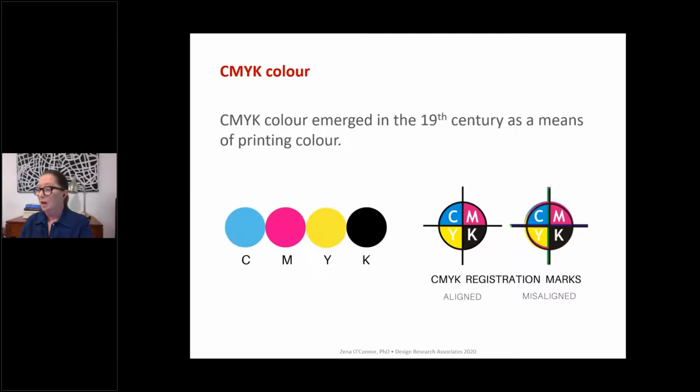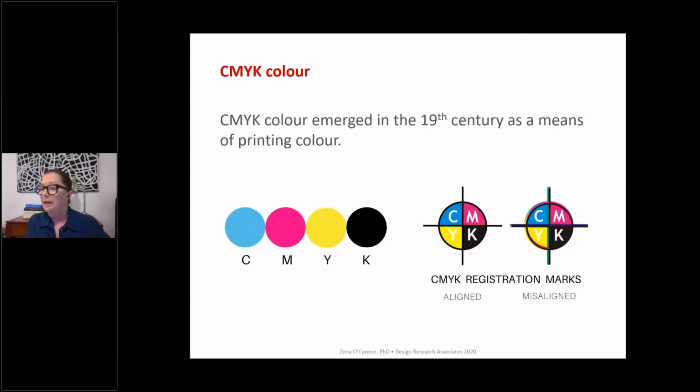So the next colour model I'll look at is the CMYK colour model. This emerged in the printing industry in the 19th century. There were some examples before that, but it basically emerged on a widespread basis in the 19th century and became a key system for graphics and print since then.